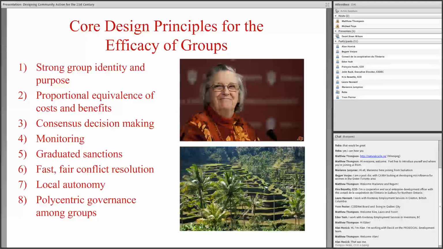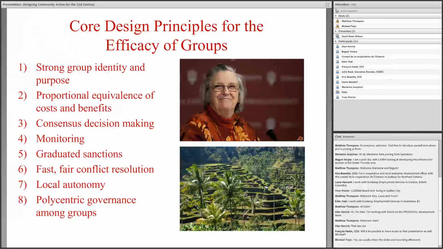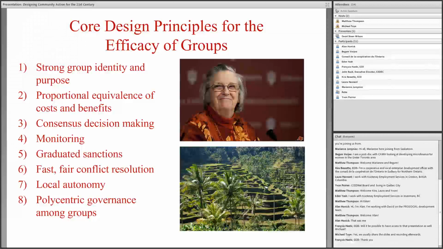Number six, a fast, fair conflict resolution. In a lot of groups, they start out small and everyone's cooperating. It seems like there's never going to be any conflict, but of course there will be, especially if the group becomes large. And so there has to be a way to resolve conflicts in a way that's fast, so it's not protracted, and is perceived as fair by both parties. Also, you see in a lot of traditional societies, it might be a council of elders or respected people who are respected by everyone in the group, who are entrusted with resolving the conflict.